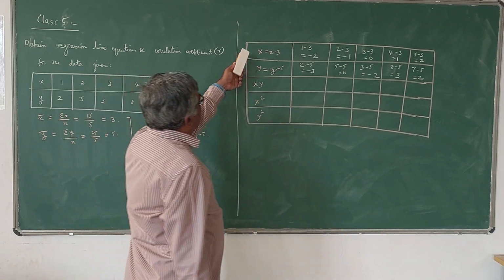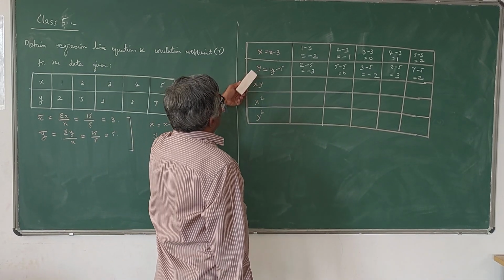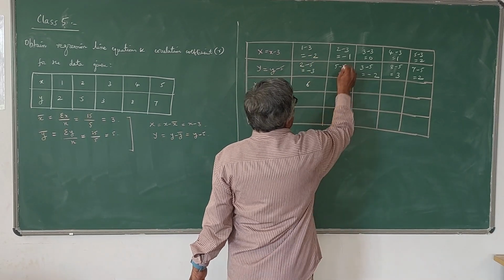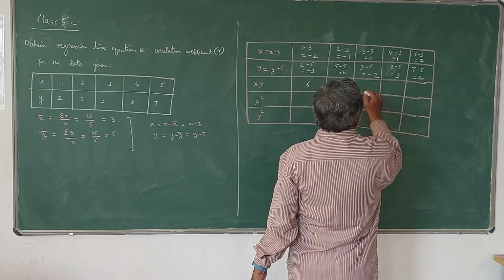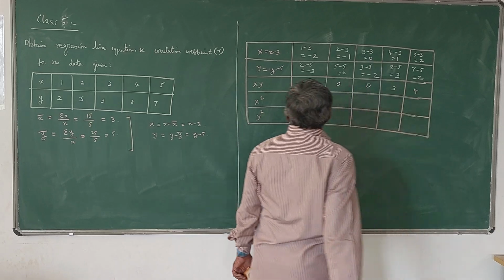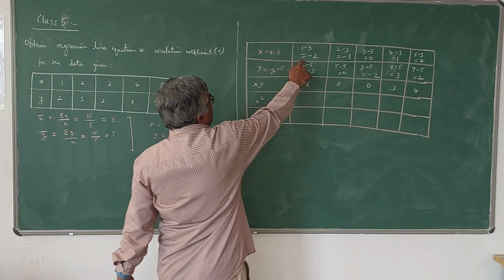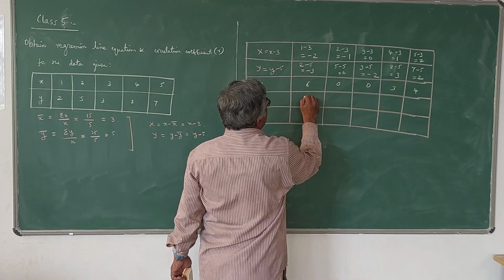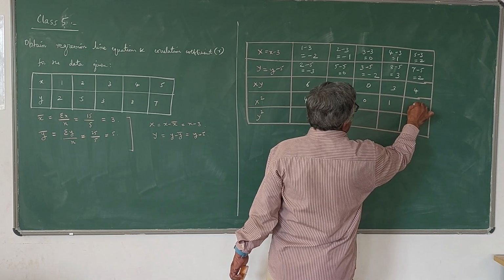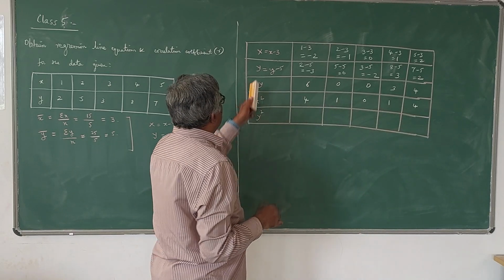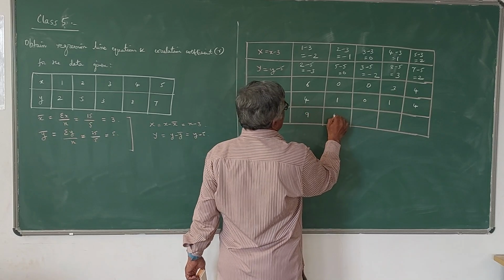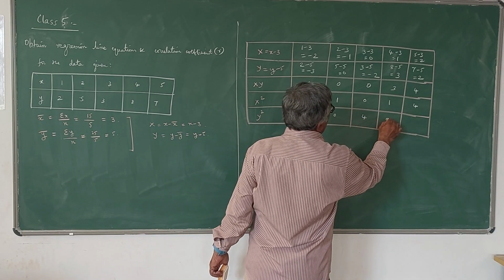Next we have to take the products of these two, x and y. So x into y: minus 2 into minus 3 is plus 6, minus 1 into 0 is 0, 0 into minus 2 is 0, 1 into 3 is 3, 2 into 2 is 4. Then we have to square the first, that is x square: minus 2 square is 4, minus 1 square is 1, 0 square is 0, 1 square is 1, 2 square is 4. Then we square the second, that is y square: minus 3 square is 9, 0, 4, 9, 4.